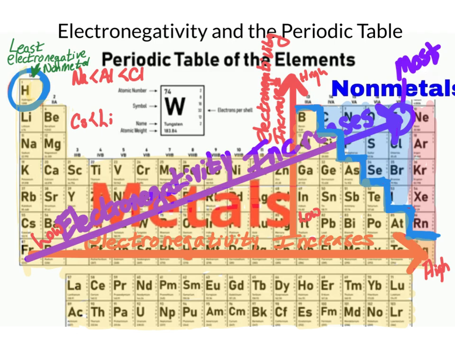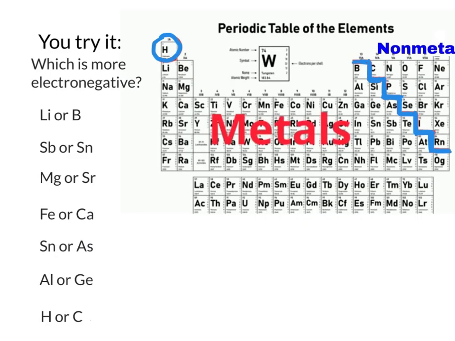So let's do some practice with that. Here's a quick you try it to decide which element is more electronegative. Go ahead and pause that video while you answer that, and then when you come back, I'll show you the answers. Okay, let's look at which element is more electronegative in each of the following pairs.